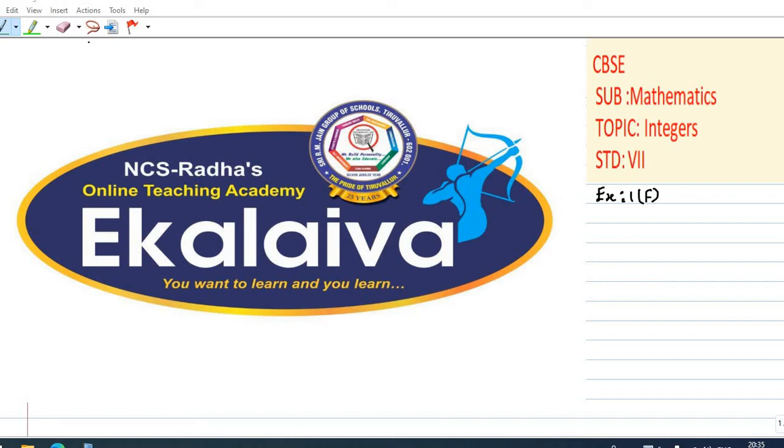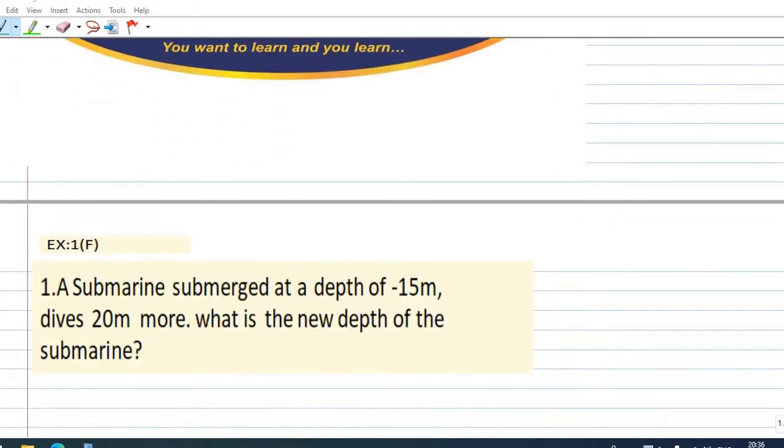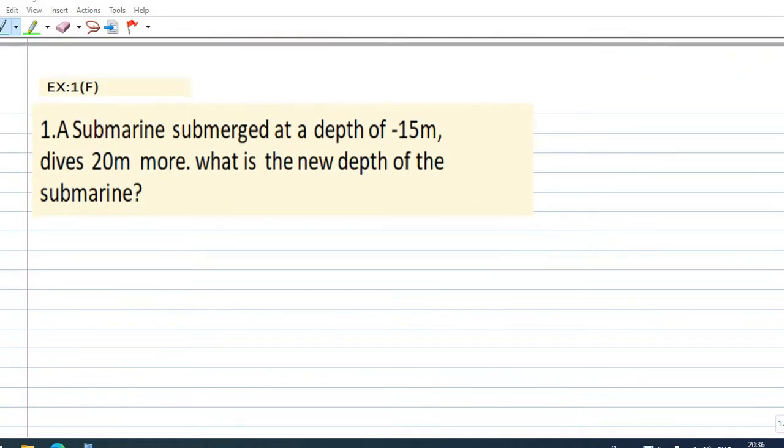Now I am going to discuss exercise 1F. Listen children. A submarine submerged at a depth of minus 15 meter, then dives 20 meter more. What is the new depth of the submarine? Can you understand, children? Submarine means what? What does submarine mean? Floating ship.